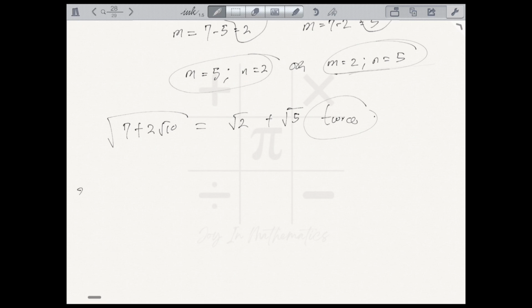Let's take another question. We are asked to evaluate the square root of 14 minus 4 root 6.